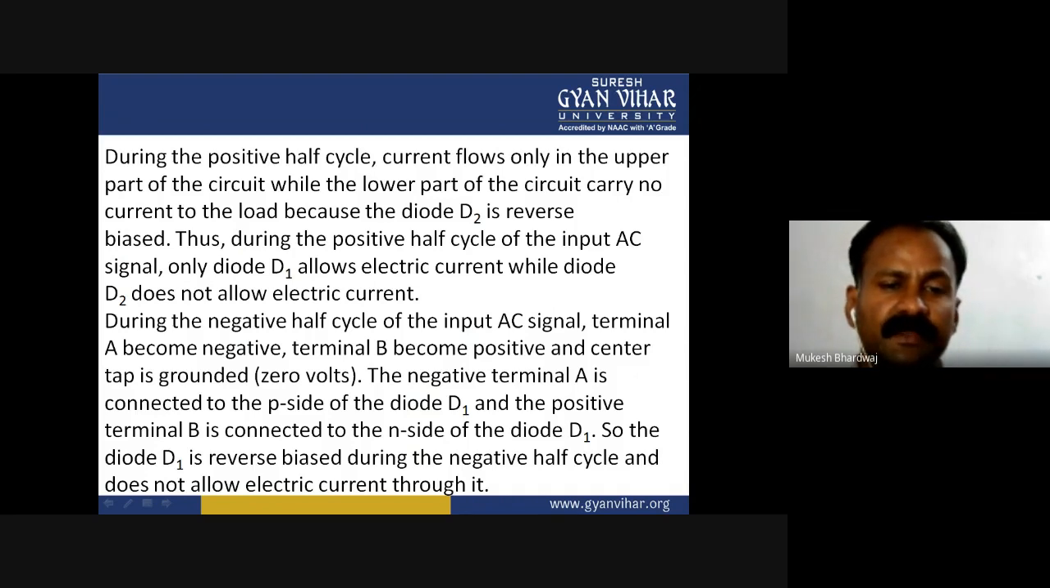During the negative half cycle of the input AC signal, terminal A becomes negative, terminal B becomes positive, and the center tap is grounded, 0 volt. The negative A is connected to the P side of the diode D1 and the positive terminal B is connected to the N side of the diode D1. So the diode D1 is reverse biased during the negative half cycle and does not allow electric current through it.